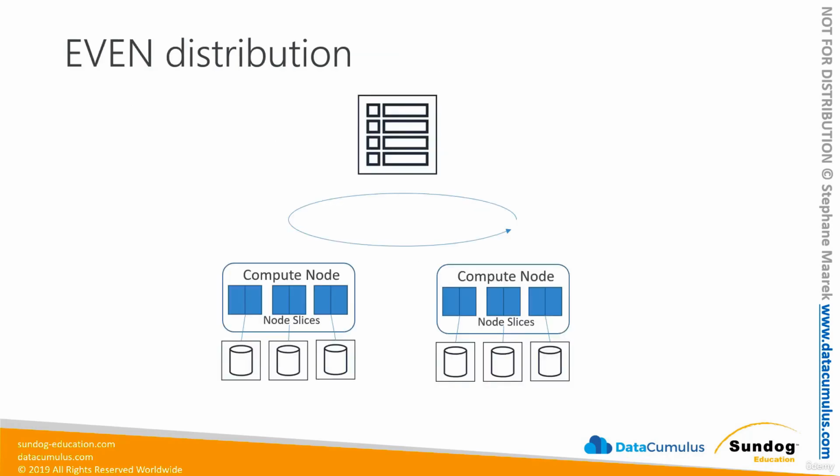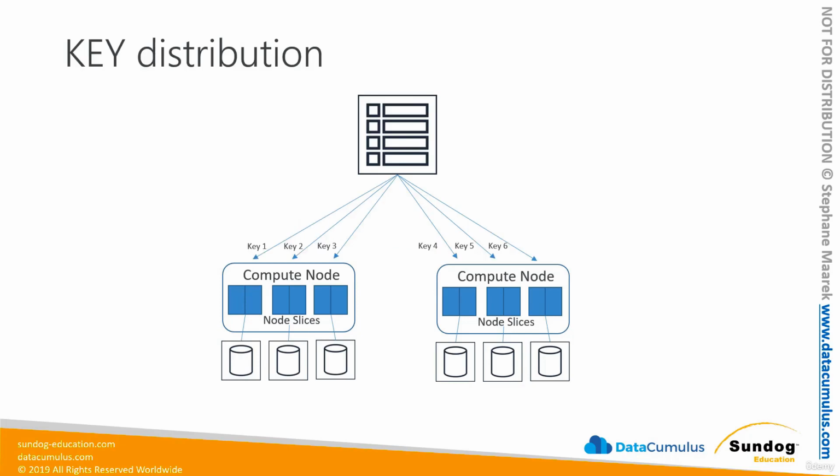First, let's talk about even distribution. In even distribution, regardless of the values in any particular column, the leader node distributes the rows across the slices in a round-robin fashion. So it's just going to step through each individual slice and keep assigning new data to each slice in a circular manner. This is appropriate when a table does not participate in joins or when there is not a clear choice between key distribution or all distribution. So even distribution just tries to spread things out as evenly as possible without trying to cluster data together that might be accessed at the same time.